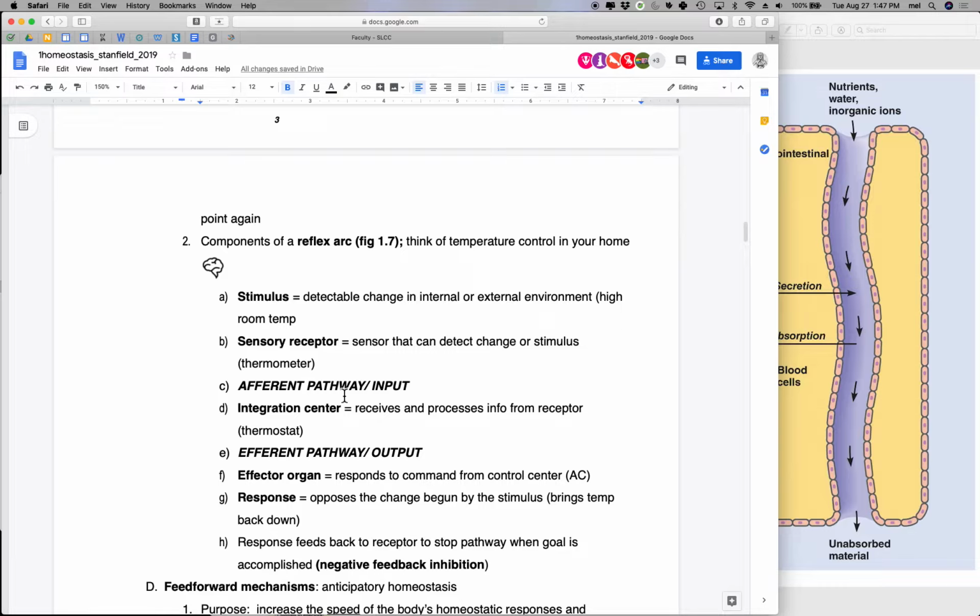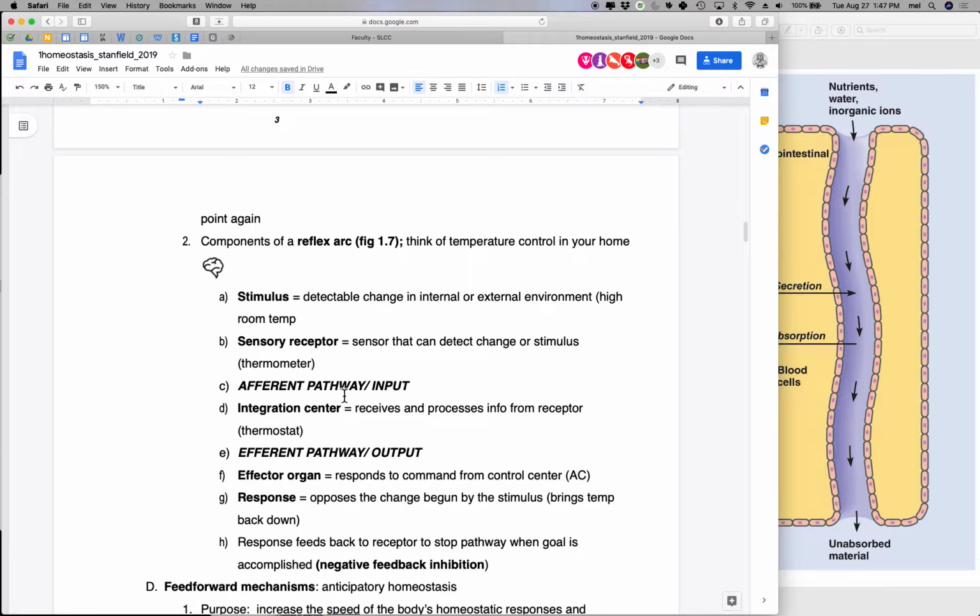So it sends the signal out to the effector organ, right? And the effector organ effects the change. It changes the variable, right? But here's the important part for you guys to understand. The response is that the variable is going to change in the direction that you want it, but here's why it has to be an arc.